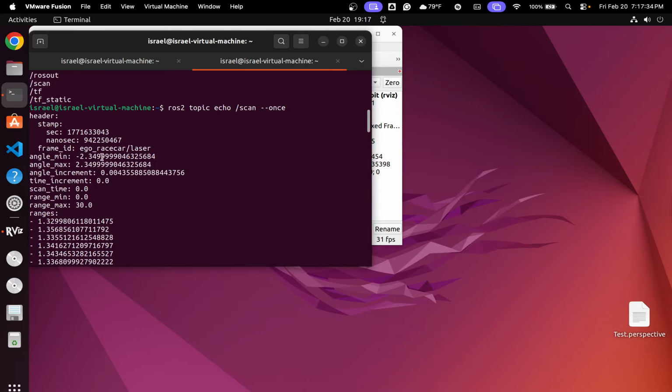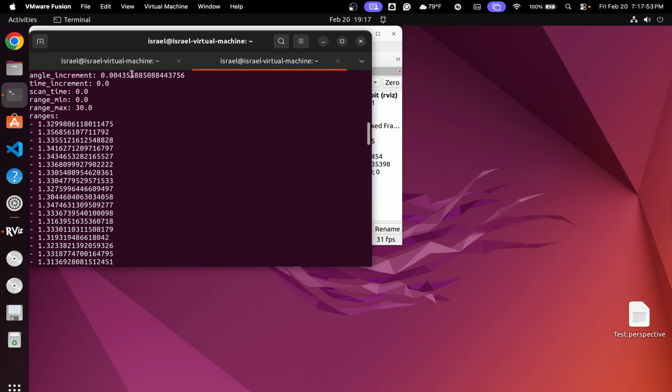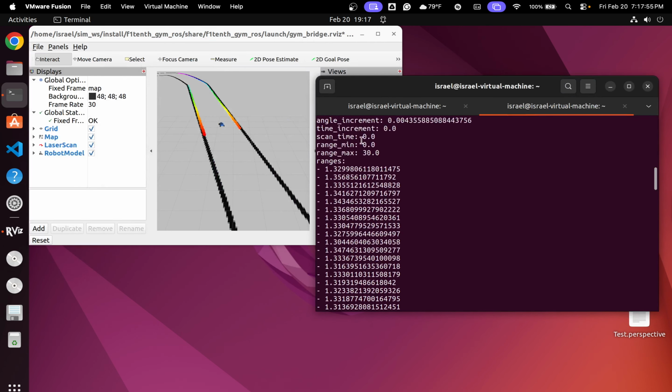So it's saying that the minimum angle of the LiDAR is -2. It's in radians, by the way, and the max is 2. The step at which it increments the angles while scanning is 0.004, and the maximum range of the simulated LiDAR is 30 meters, and those are what it's seeing right now. It's saying that over in that area there's something at 1.32, 1.35, 1.34, 1.33, 1.33, all of that.